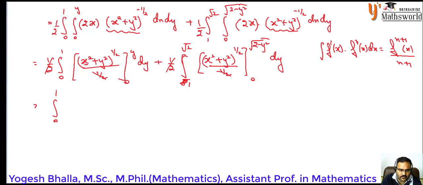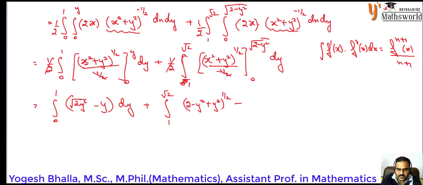So if I substitute x equal to y, it will be y square plus y square, 2y square, so it will be root of 2y square minus lower limit 0. If I substitute x square equal to 0, then the square root of y square will be y only, dy, plus now again we have integral 1 to root 2. If I substitute x square equal to 2 minus y square, it will be the root of 2 minus y square plus y square, minus, if I substitute x equal to 0, it will be root of y square, that will be y, dy.